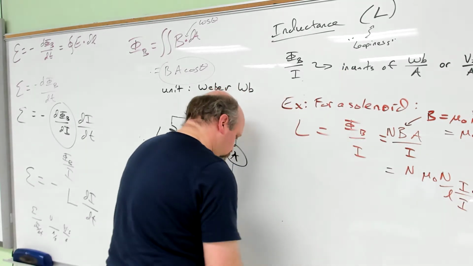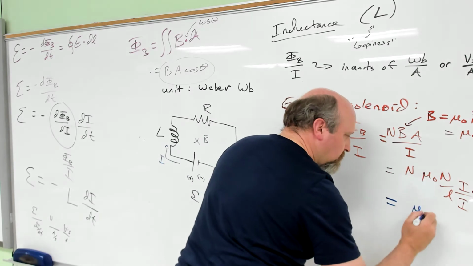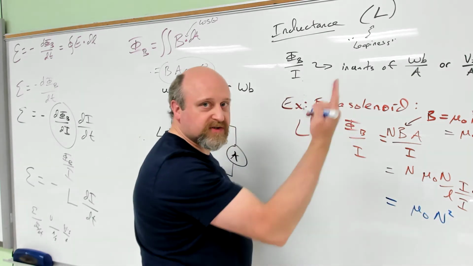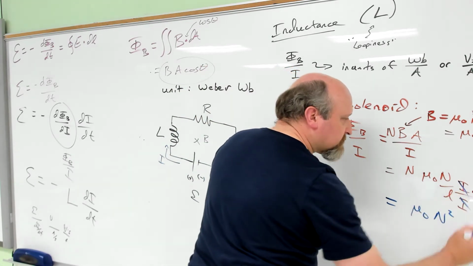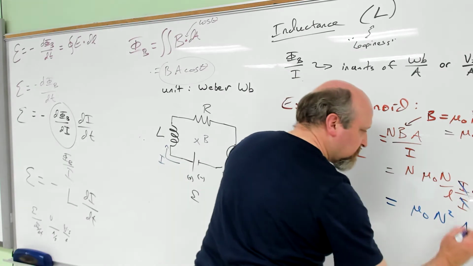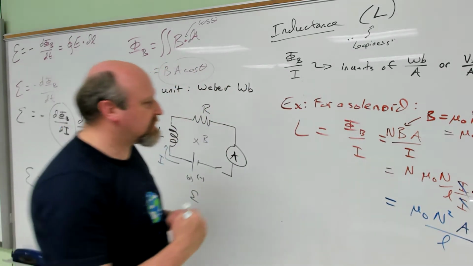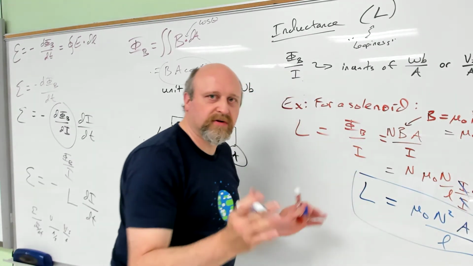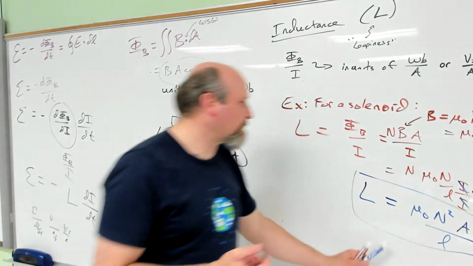So what's going to happen here now? Well, N times N is N squared. That's the number of loops in my solenoid, number of coils in my solenoid. I over I cancel, right? There's the cross-sectional area, there's the length of my solenoid. Okay, so that's what I get. This is the L for a solenoid. For a long solenoid, right? Technically, this is for an infinitely long solenoid, but there we go.